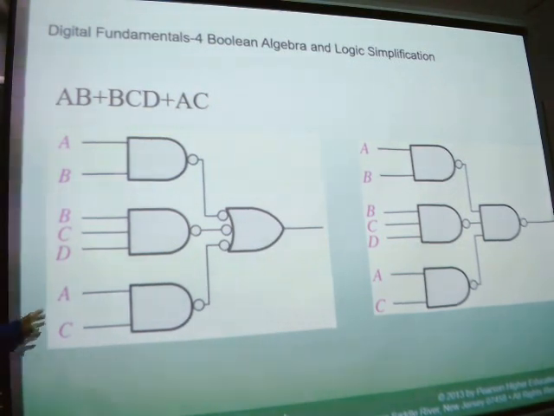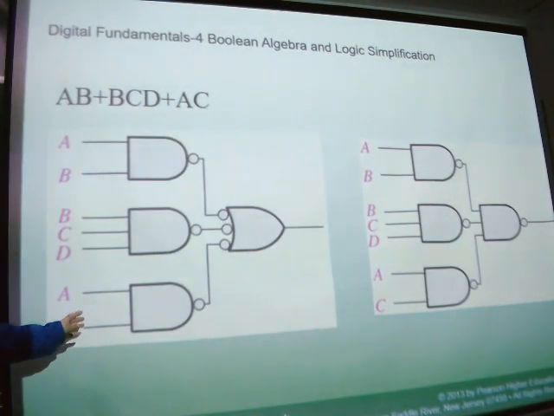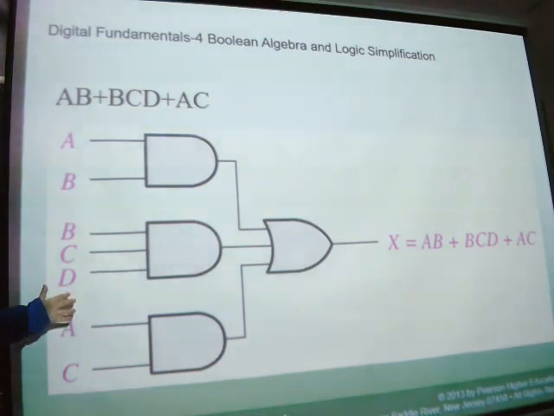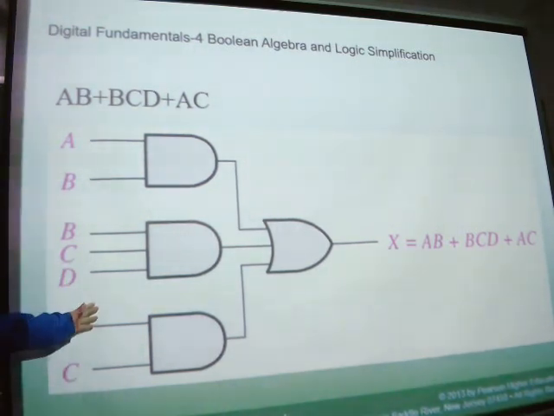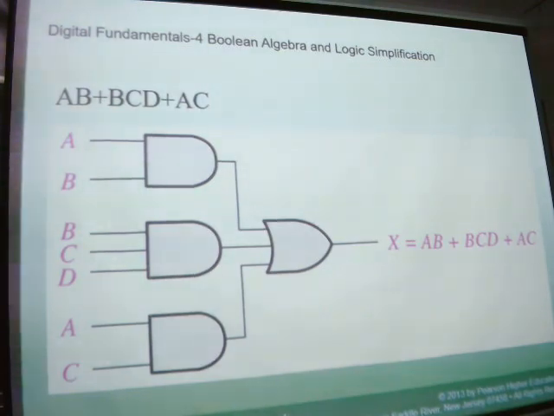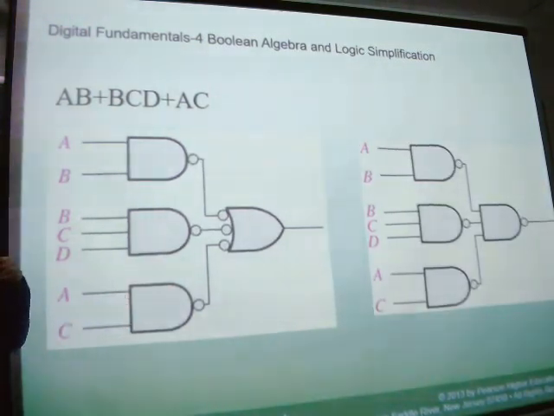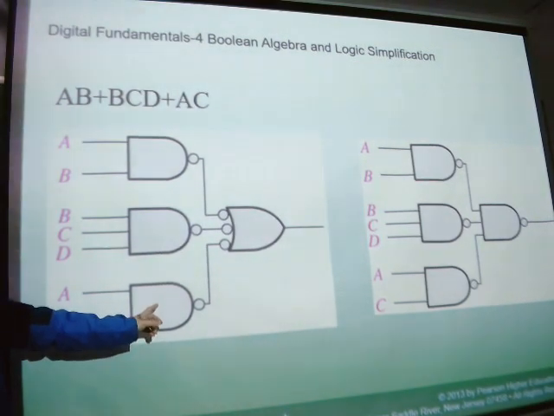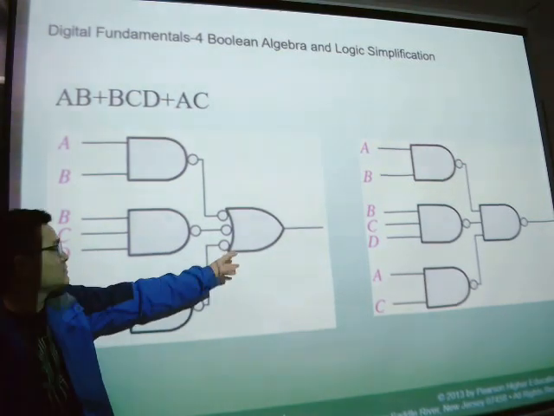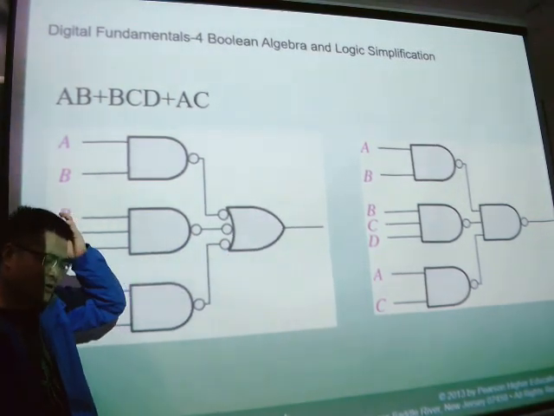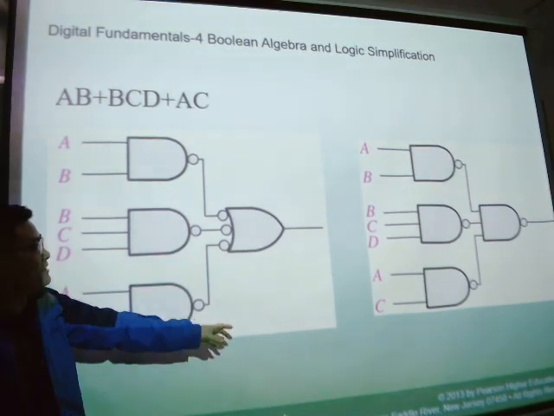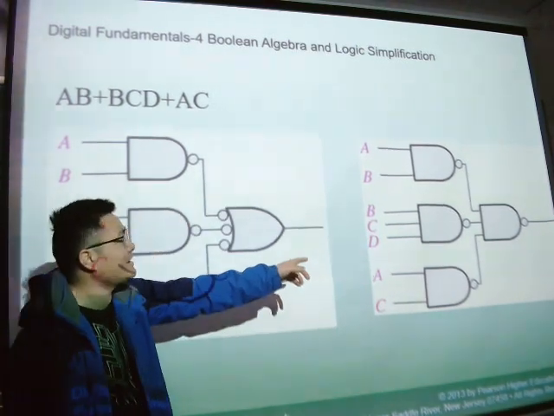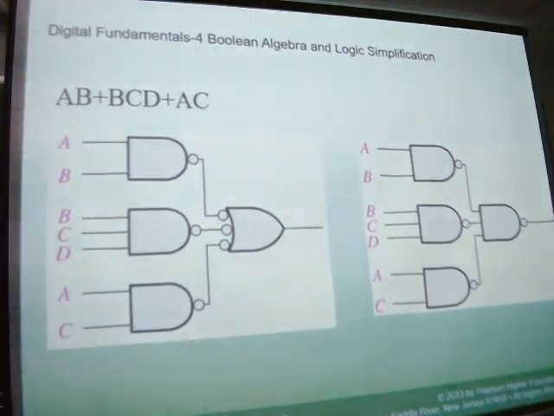But they use different gates, with the same output. The first circuit has AND gates and an OR gate. The second circuit has NAND gates, an AND gate, and a NOR gate. And the third circuit has only one kind of gate, NAND gate.